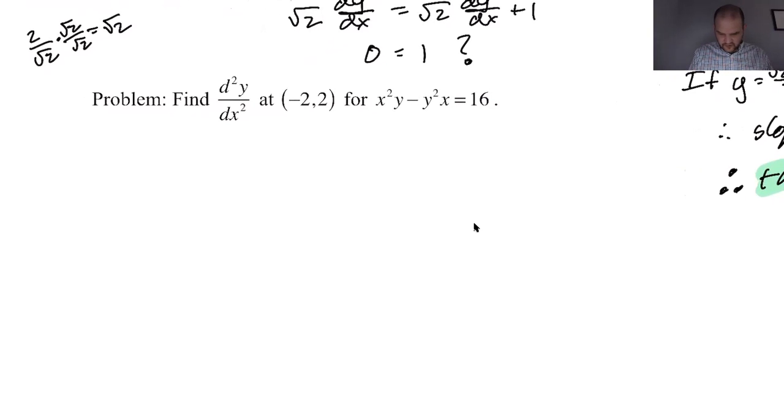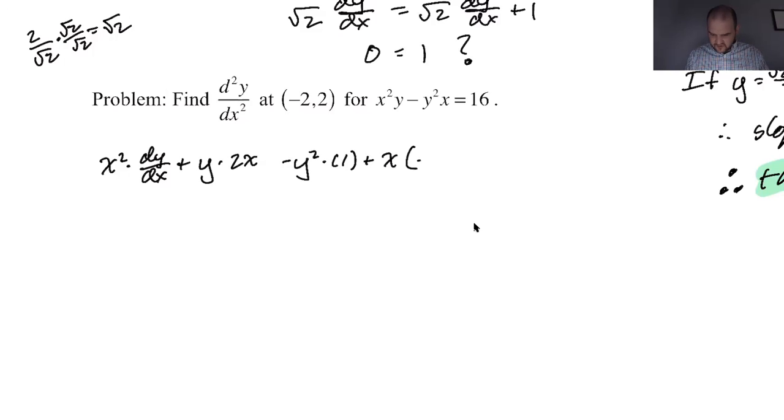Let's see. So first, we're looking for the second derivative, but you got to start with the first. Okay, here we go. Product rule: first times the derivative of the second plus second times the derivative of the first. So I'm going to treat the first function as negative y squared. The derivative of negative y squared is negative 2y dy/dx, and then that'll equal 0.